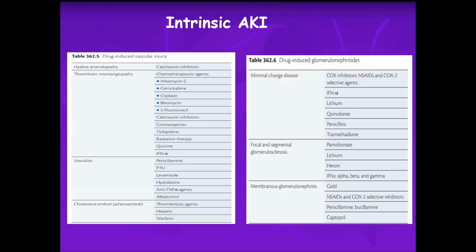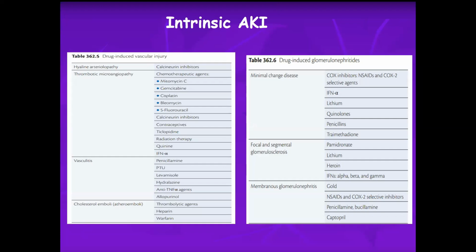Intrinsic AKI, we look at drugs that induce vascular injury. So your drugs that can induce a thrombotic microangiopathy, various chemotherapeutic drugs, including radiation therapy, mitomycin and cisplatin. Drugs that can also cause a vasculitis. So drugs like hydralazine, allopurinol, which commonly is used in our setting, and of course drugs that can cause cholesterol emboli, thrombolytic agents, heparin, warfarin.